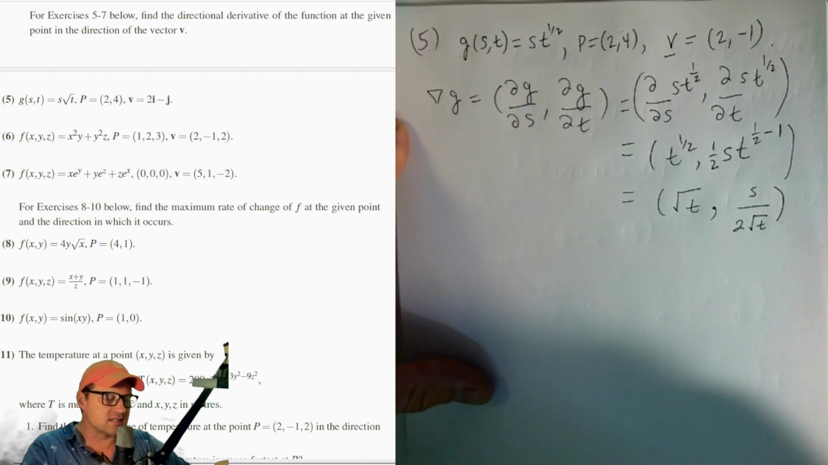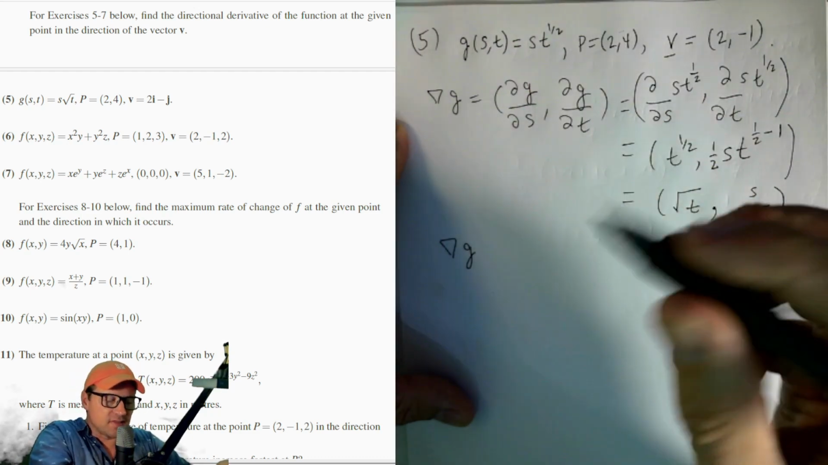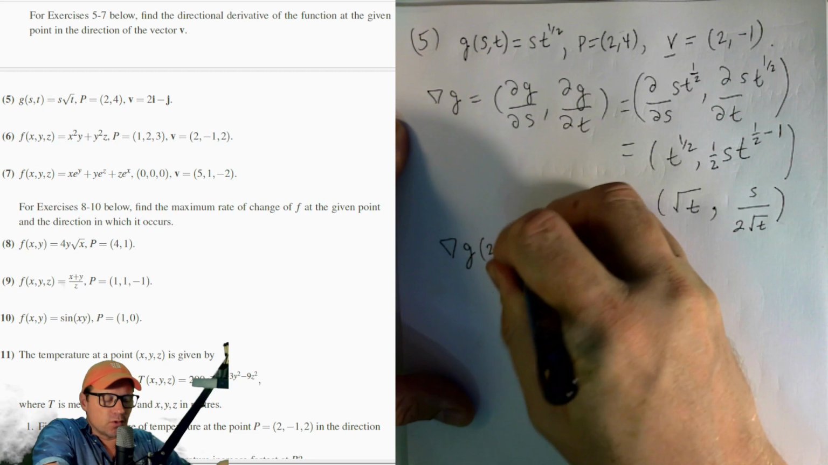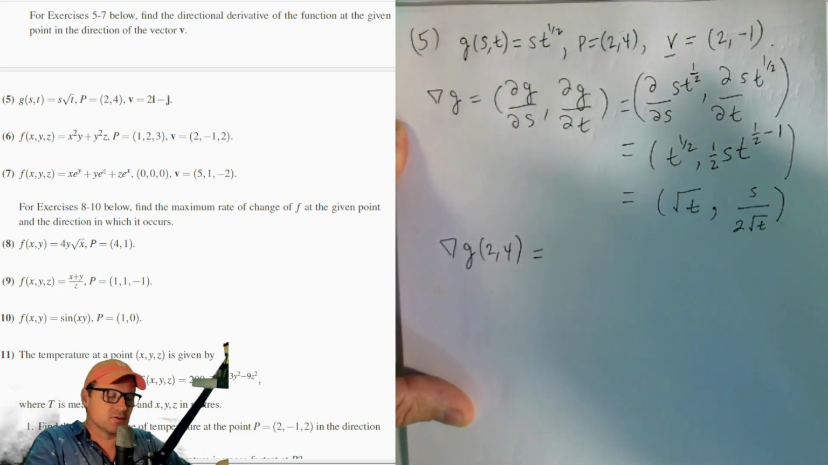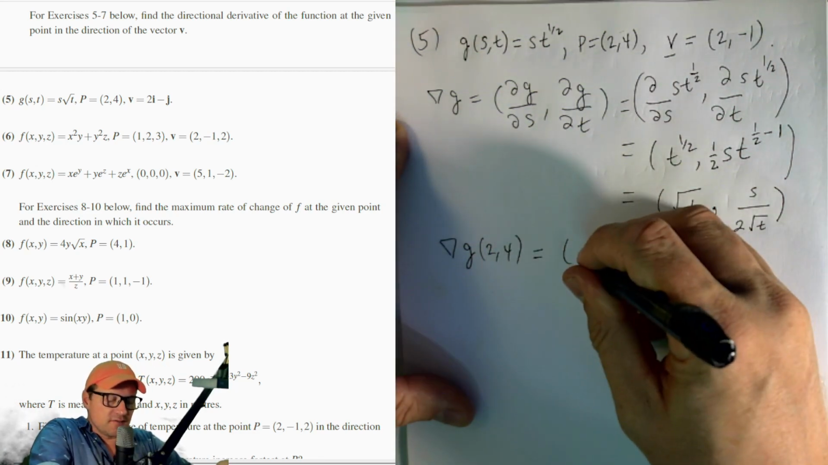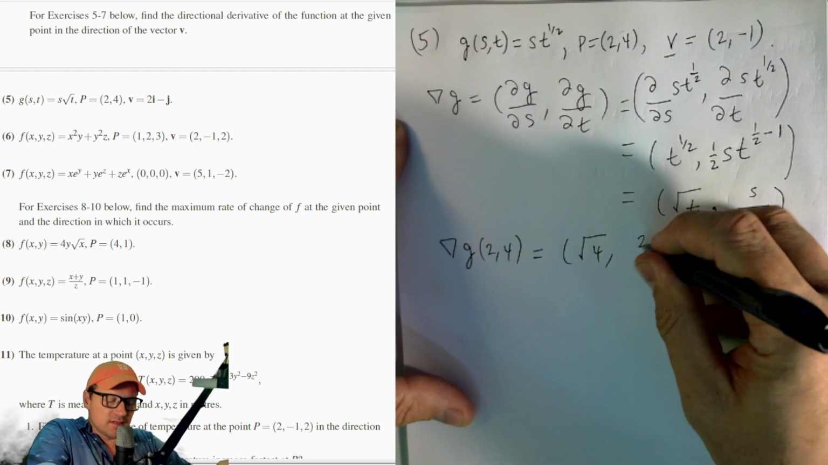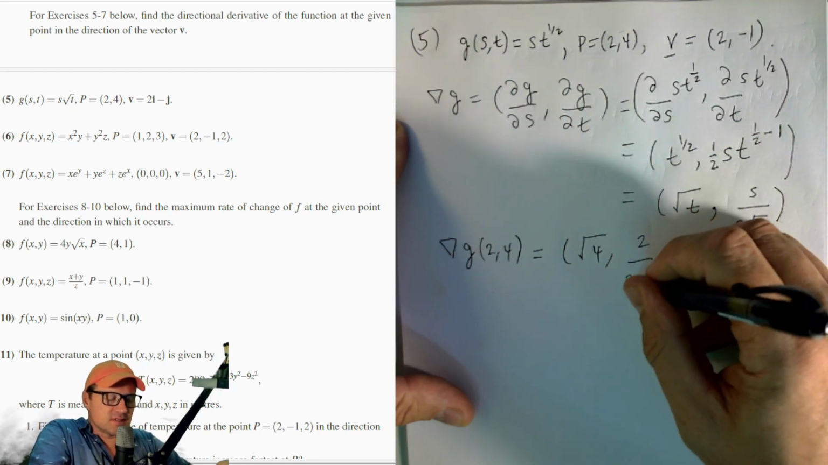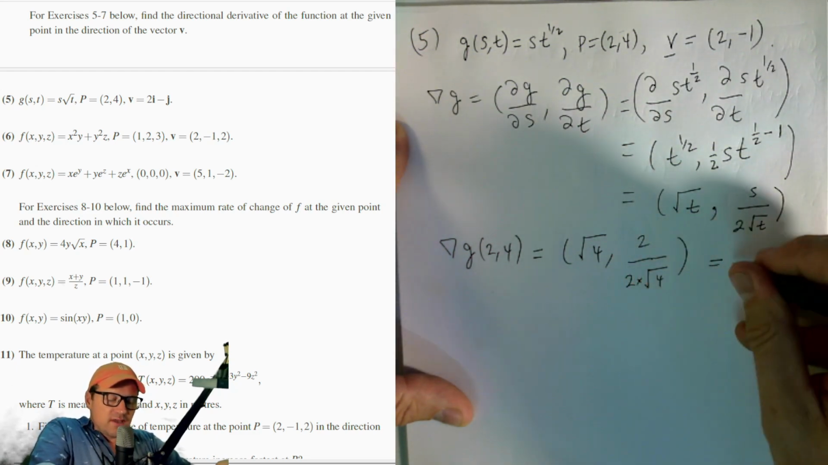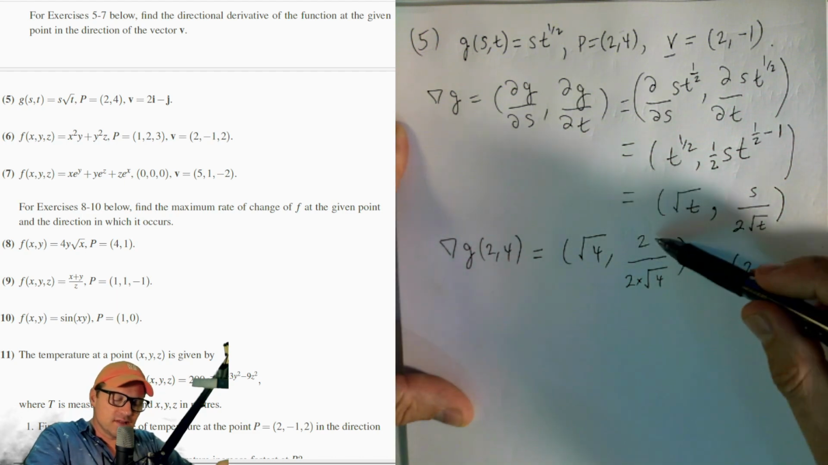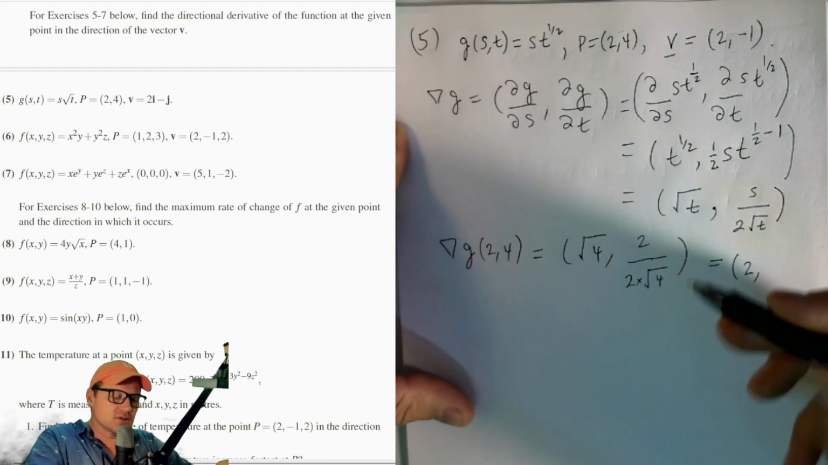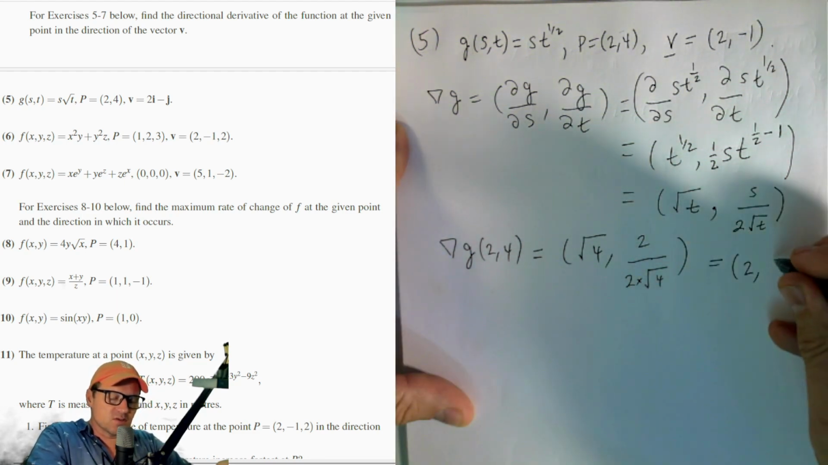Okay, so now let's take grad g at the point p, so 2, 4. So we're subbing in s is 2 and t is 4. So we have the square root of 4, and then 2 over 2 times the square root of 4. So we have 2. And then 2 over 2 times 2. So 2 over 4 is 1/2.